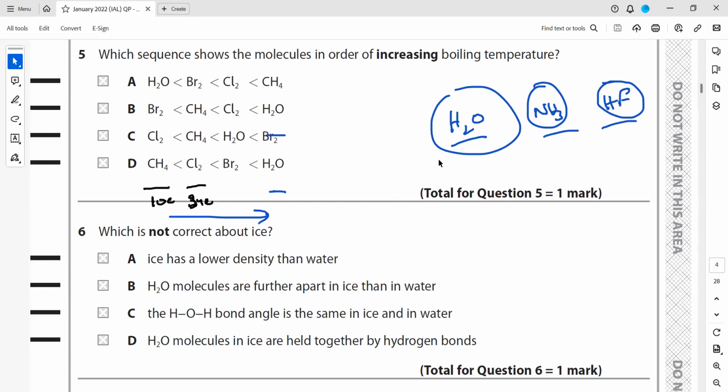Because dipole induced dipole forces increase as the number of electrons increases. So 35 multiplied by 2 will make 70 electrons. So this order is correct.